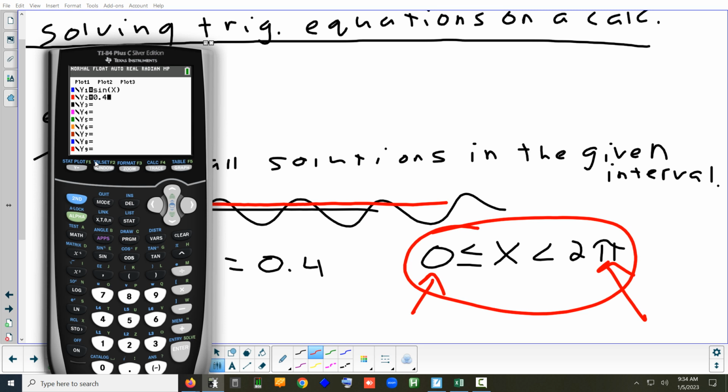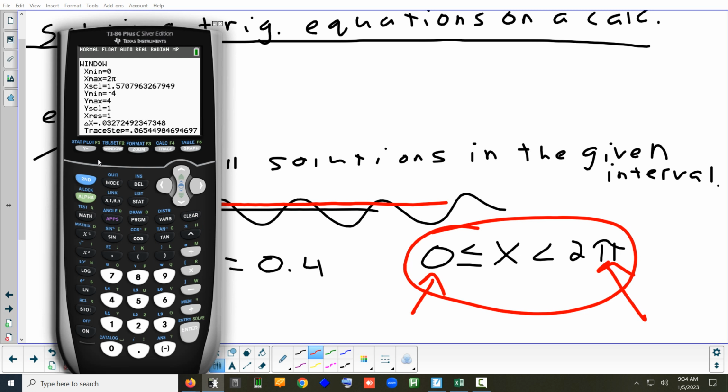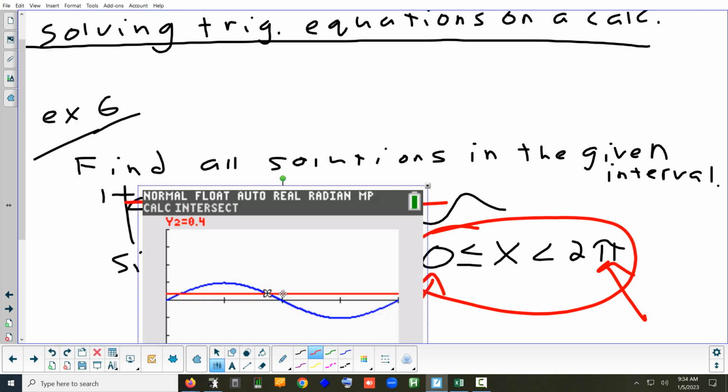Got that, got that. My window: the lowest I want to go is 0, and the highest I want to go is 2 pi. And I'm going to hit graph. It should look like it's crossing twice. We're going to have to do each intersection separately. So second calc, intersect. If we just hit enter 3 times, it should find one of them.